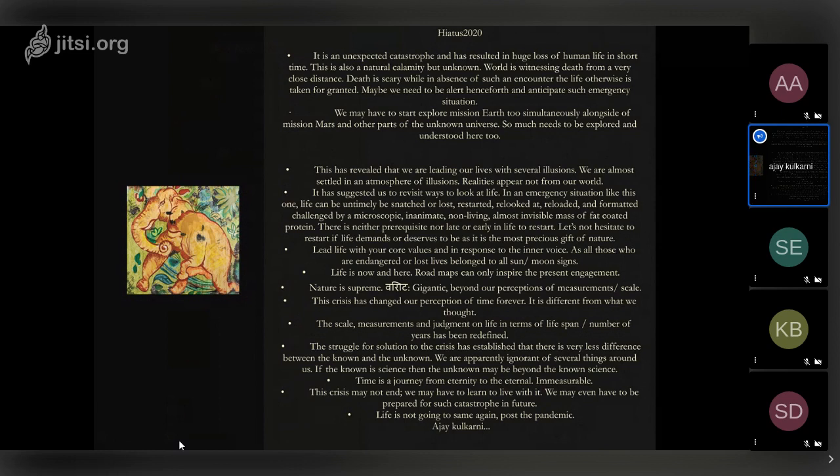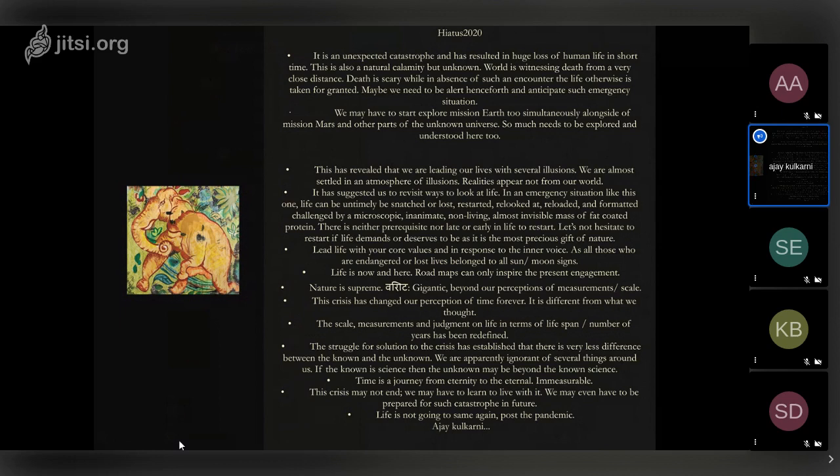There is a possibility that in future life may be snatched without your notice. You may be asked to restart. You may be asked to be reformatted, reloaded, talking in terms of this virtual world. You may have to reinstall yourself. The cause could be a microscopic, dead, small, little mass of inanimate protein which enters your existence and damages you. So I think be careful.